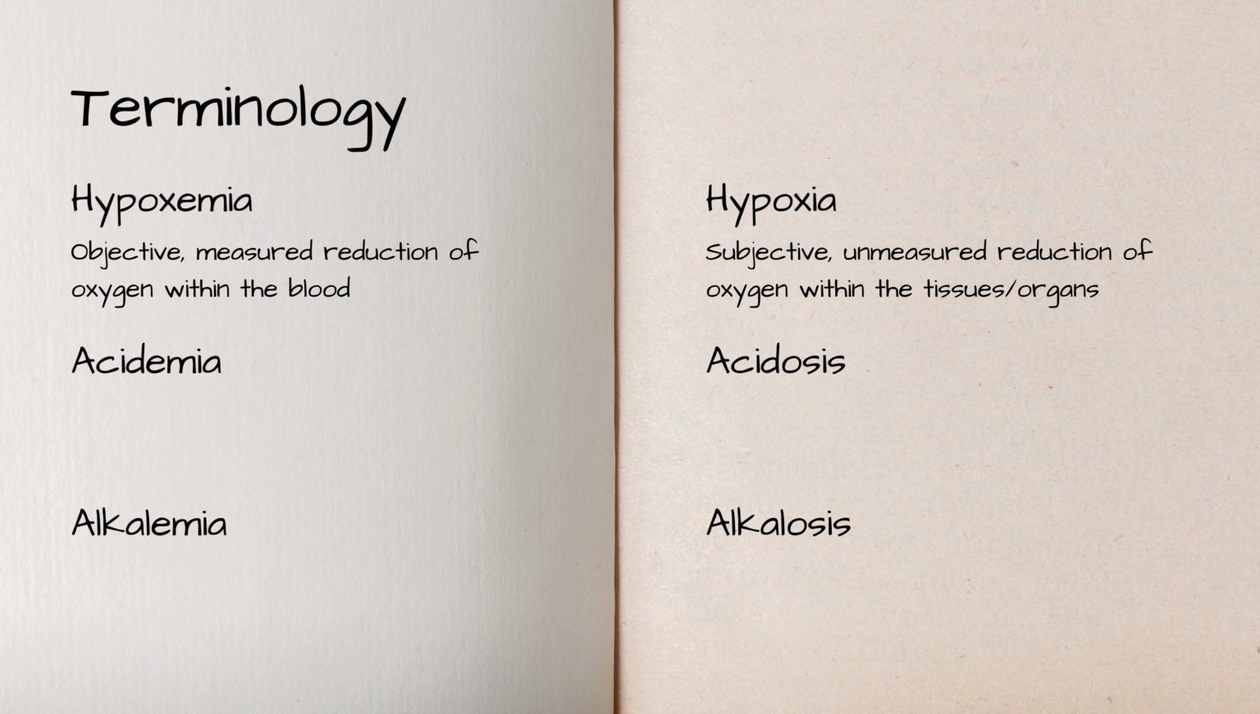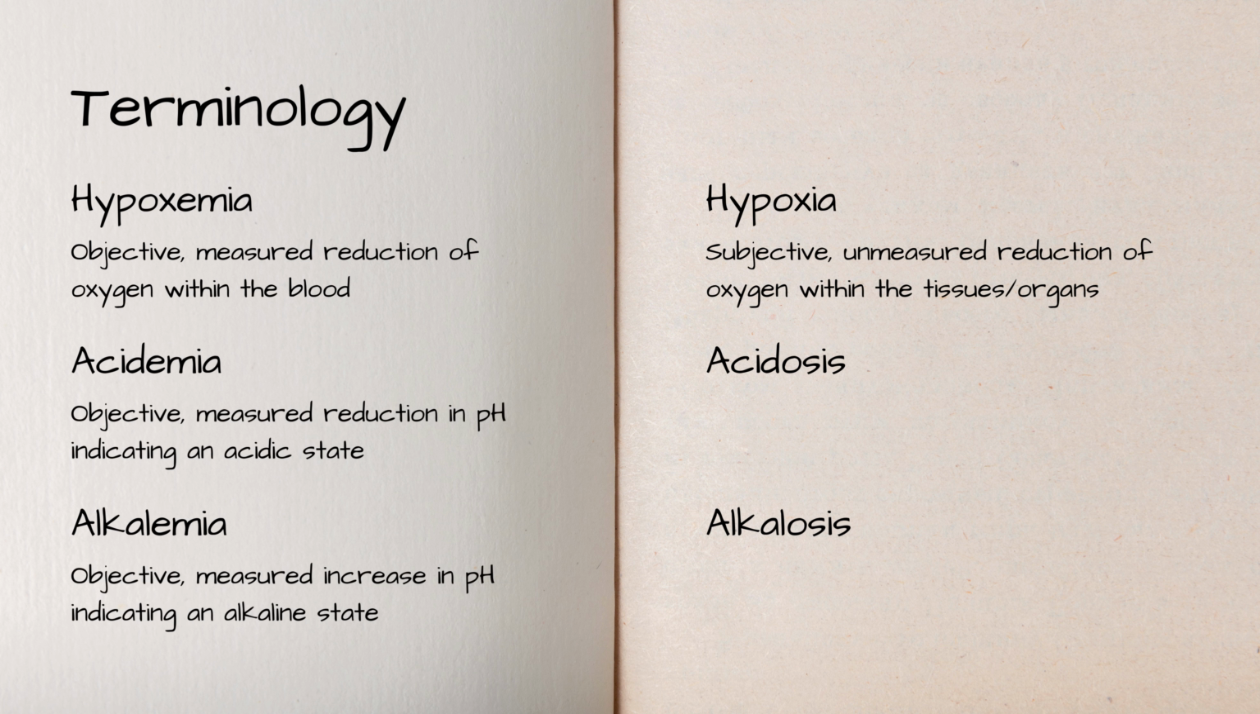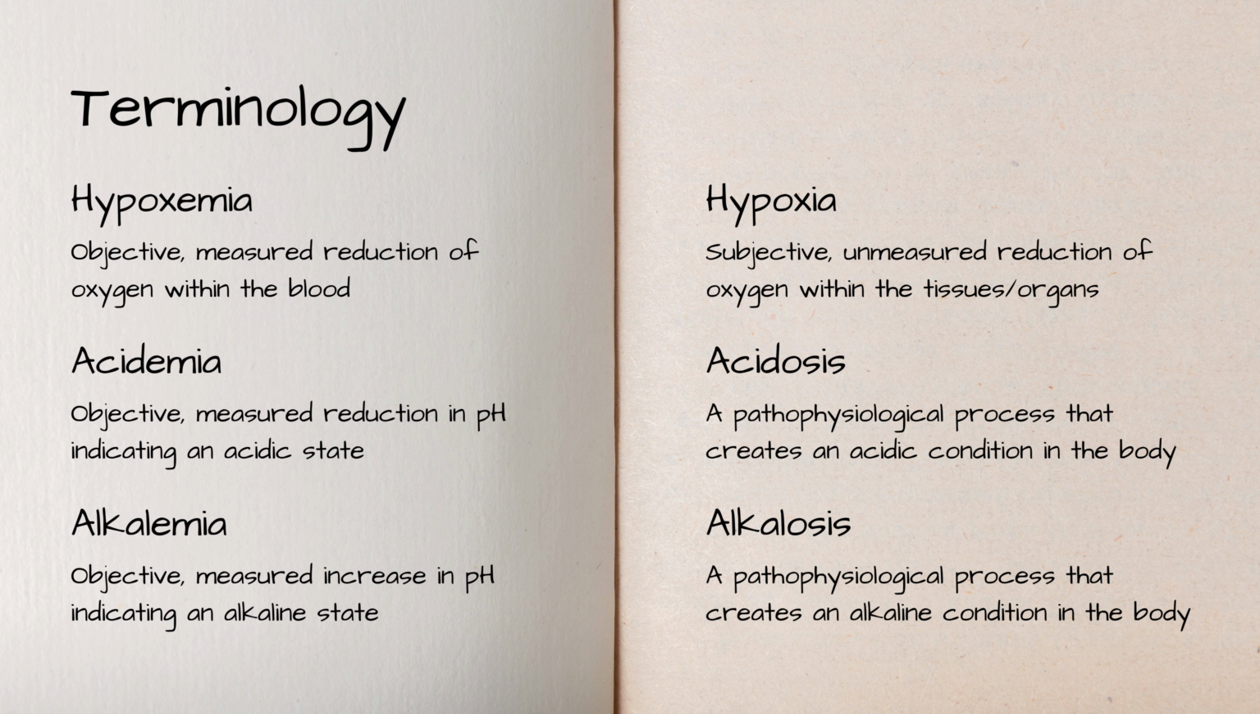Moving on to acidemia and alkalemia, like hypoxemia, these are objective, binary conditions of the blood. They are used to describe a state where the pH is either too high or too low, so it can't be both at the same time. You're either acidemic or alkalemic. The -oses, acidosis or alkalosis, are pathophysiological processes occurring within the body. Because they are conditions and not a state, you can have an acidosis and alkalosis happening simultaneously.